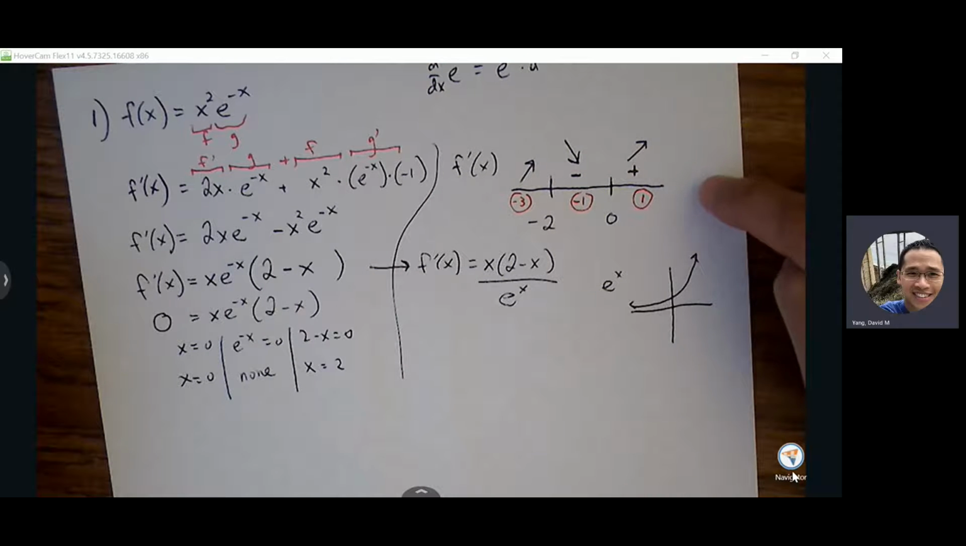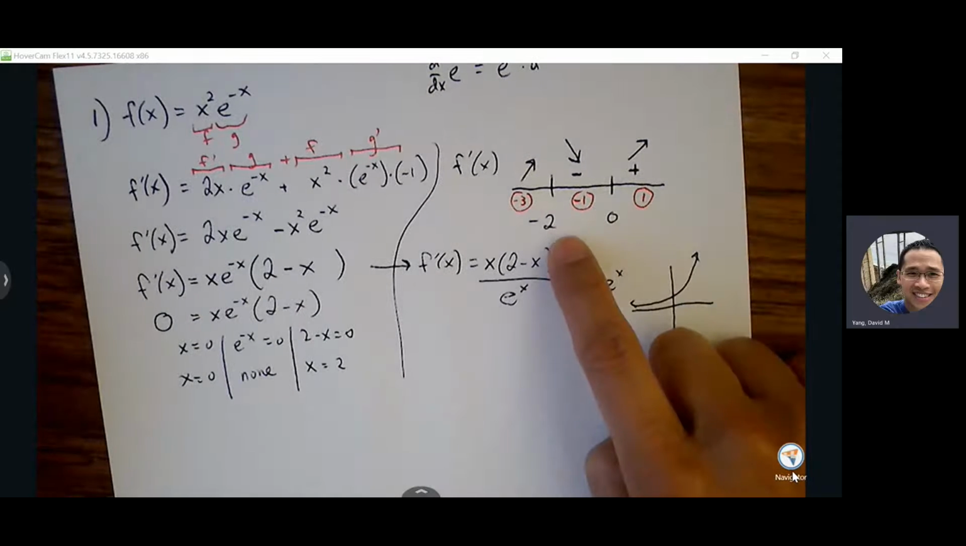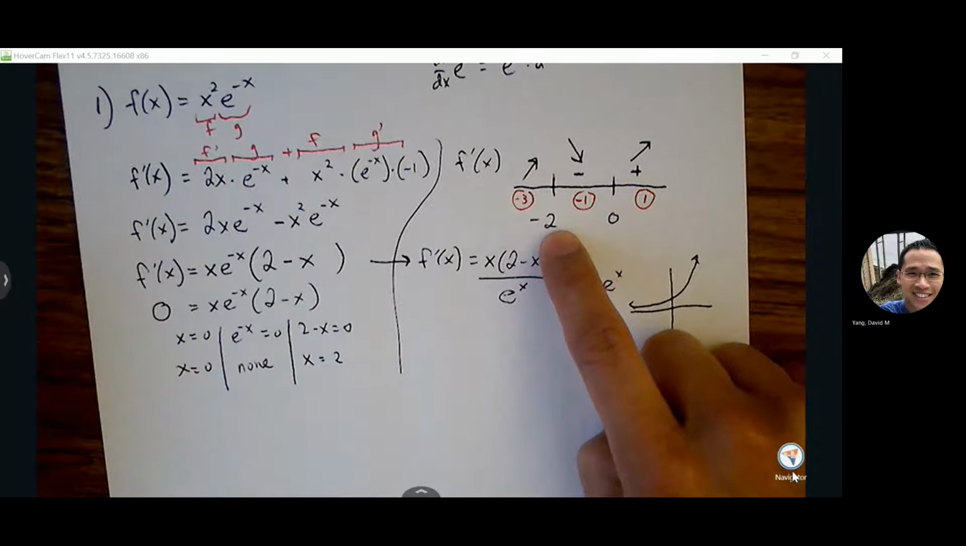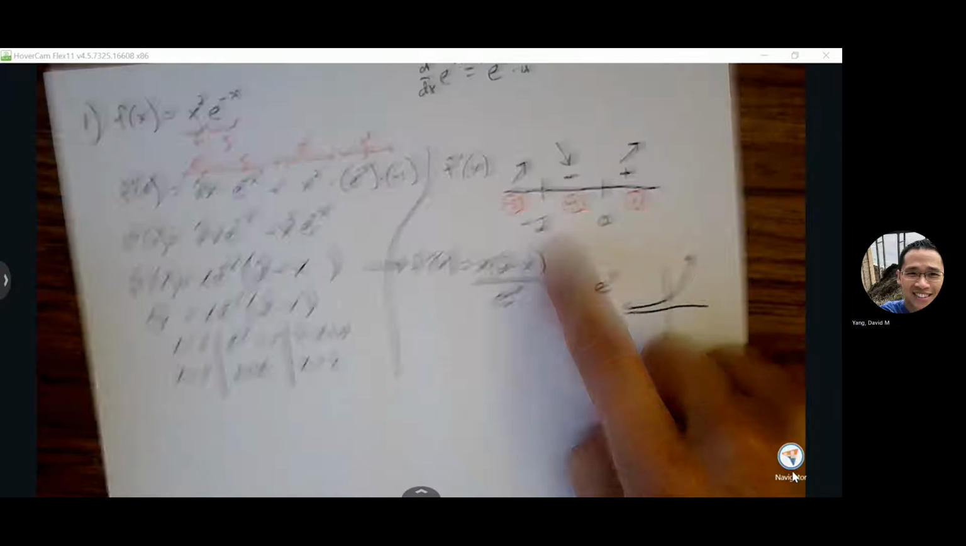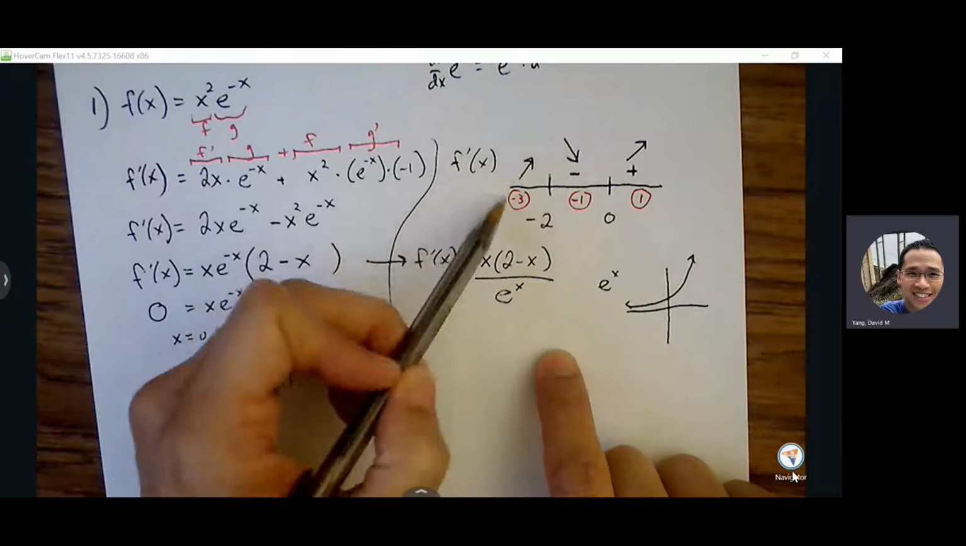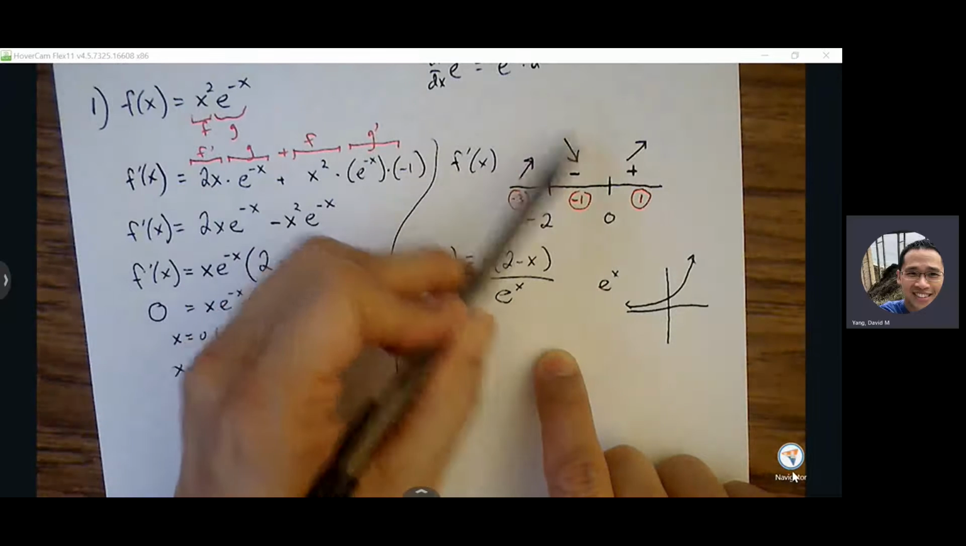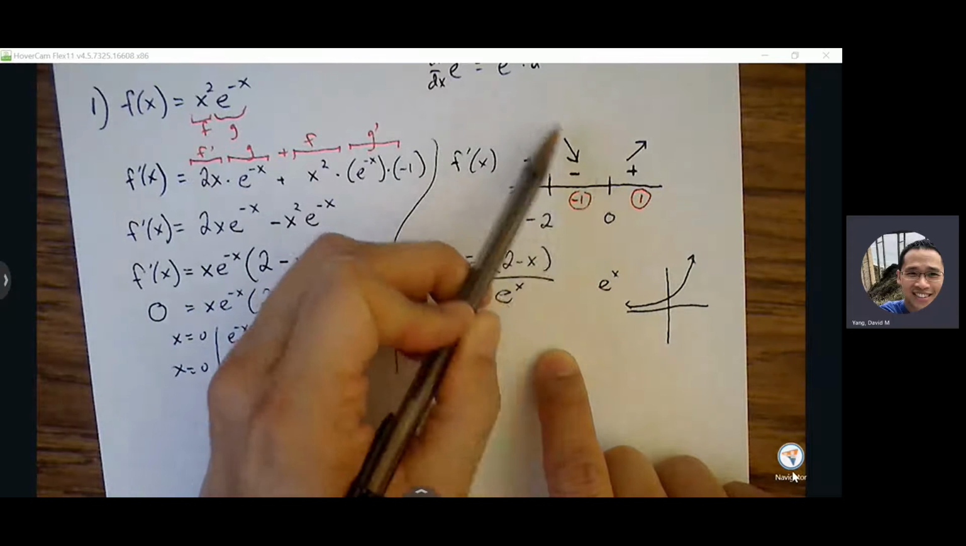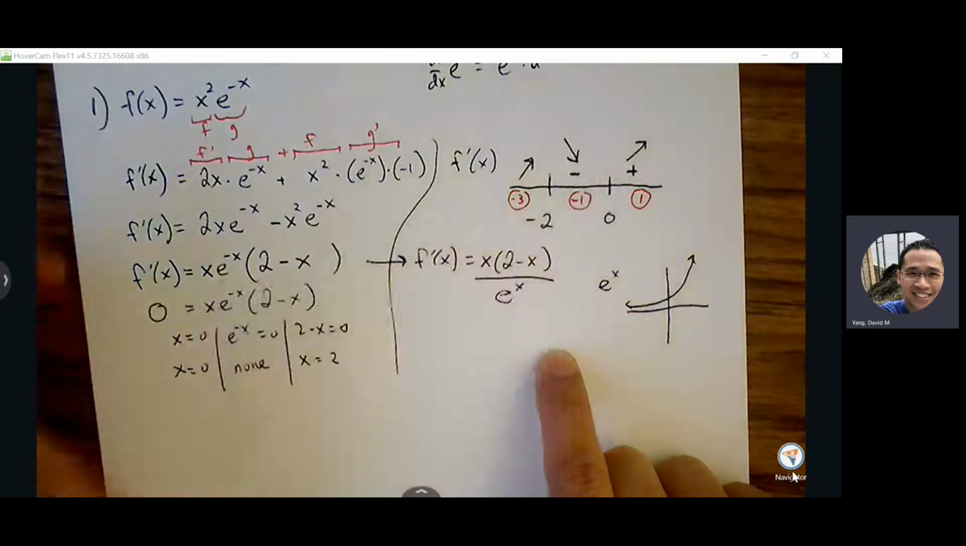Okay, does everything make sense here? So what do you expect at -2? Oh wait, max. Max, right? You see the graph is rising and then falling, so there's a relative max, and here a relative min because it's falling and then followed by rising.